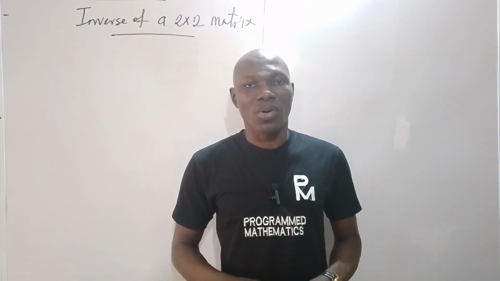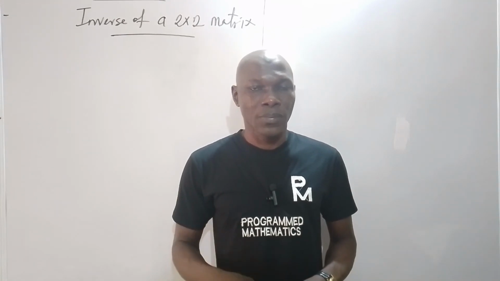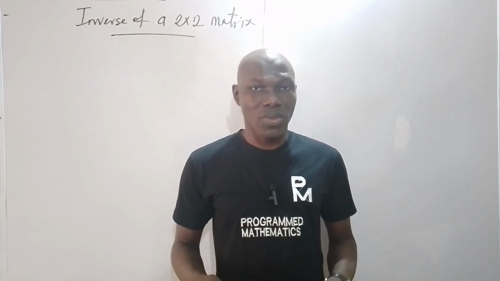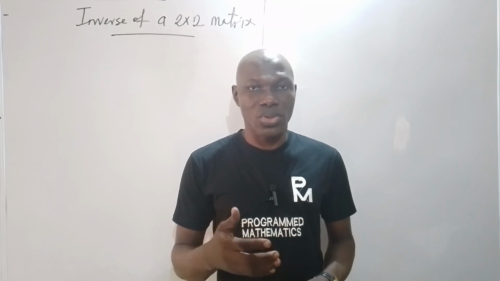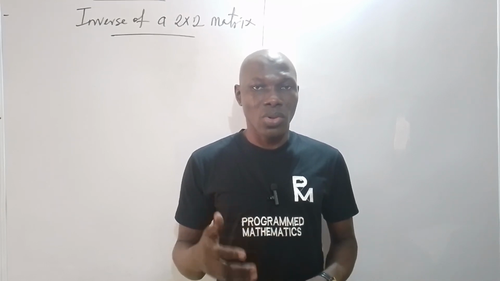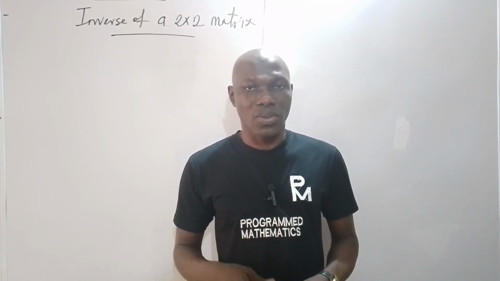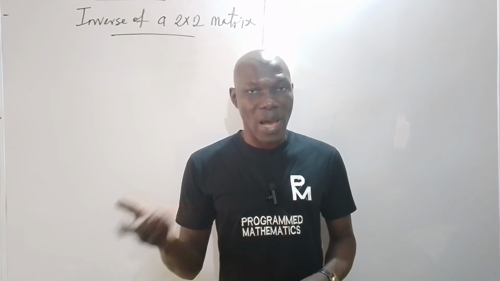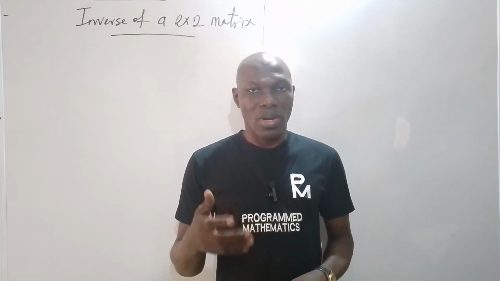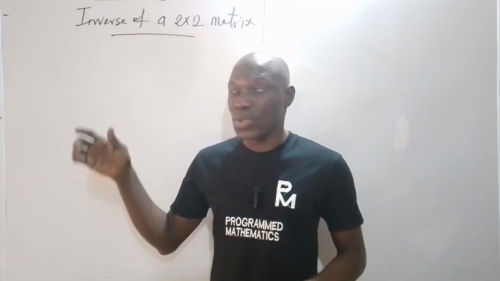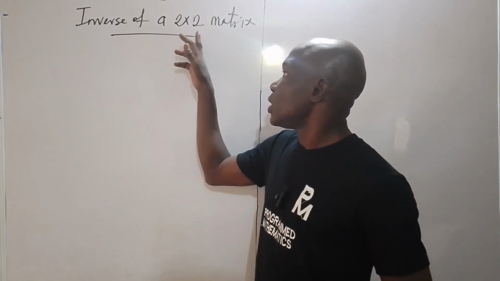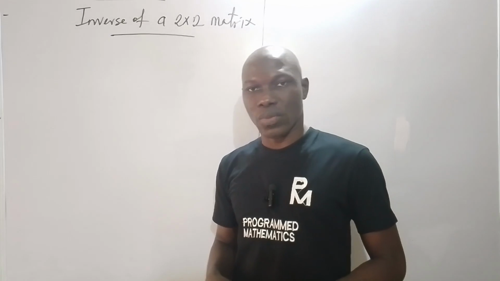Now, in the previous video, I explained how to find the cofactors of a matrix and the adjoint of a matrix, and I told you in that video that when you know how to find the determinant of a matrix, you can find the cofactor and the adjoint of a matrix as well. Then you can find the inverse of a matrix. So in this video, I'll be talking about the inverse of a 2 by 2 matrix.